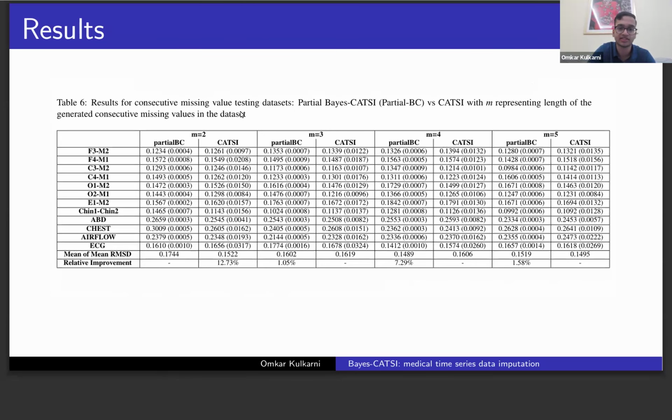These are the results for partial Bayes-CATSI in the consecutive missing value cases, with missing value lengths m equal to 2 to 5, in which the missing values are consecutive with the lengths as given. Here we see that partial Bayes-CATSI performs better than CATSI for m equal to 3, 4 and 5, with a peak performance at length 4.